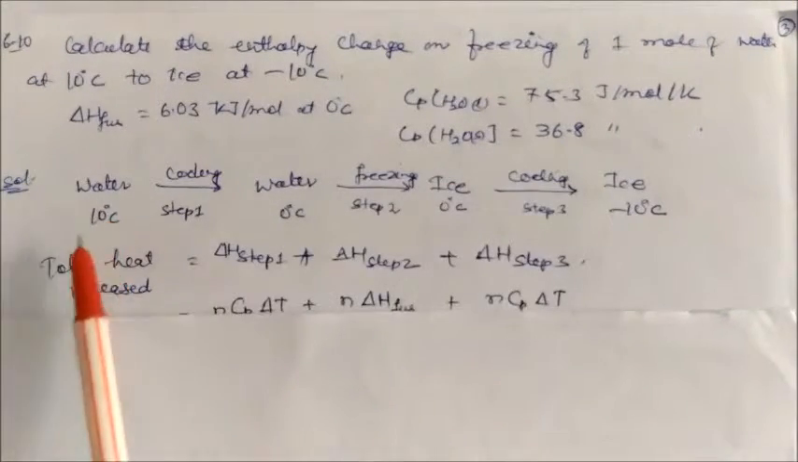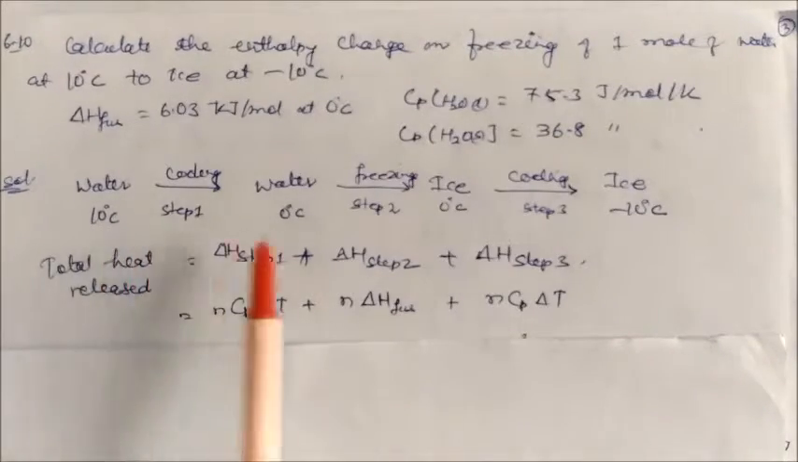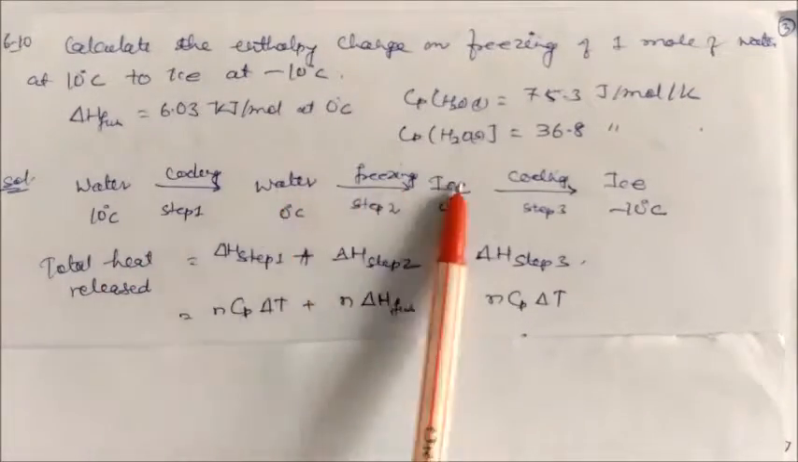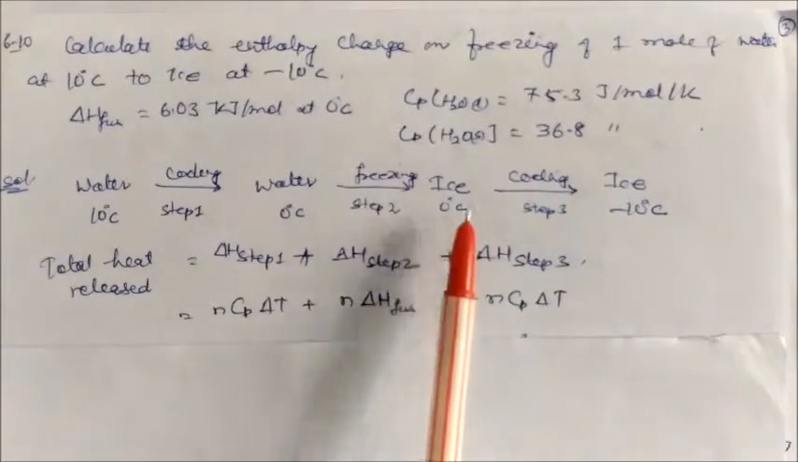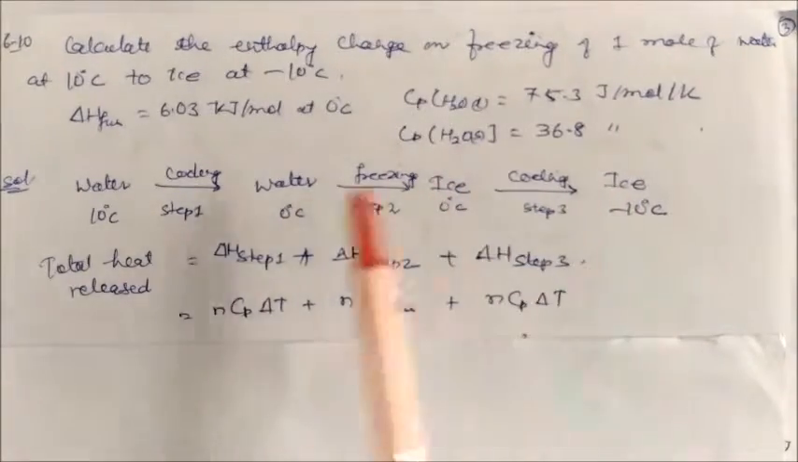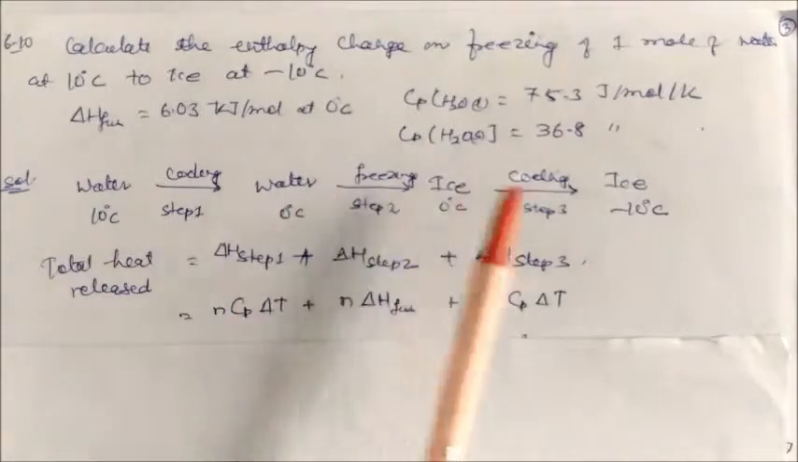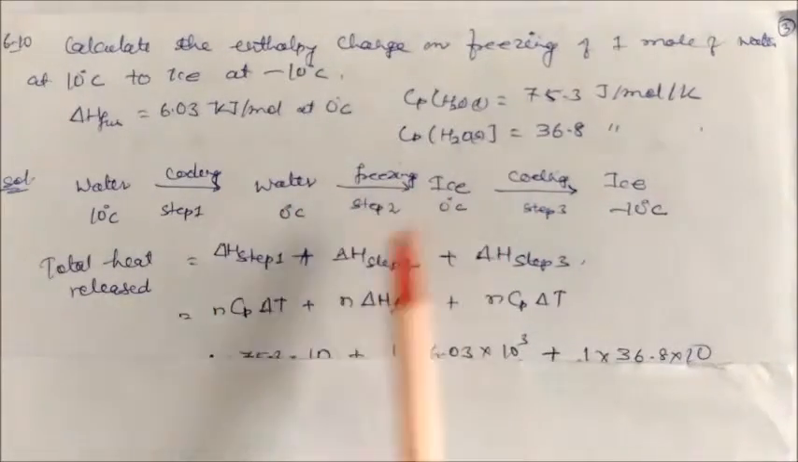So water is first cooled down from 10 degree centigrade to 0 degree centigrade, and this is the equilibrium temperature when the phase change takes place. Then it is ice to ice, with the temperature changing from 0 to minus 10 degree centigrade. So we have 3 steps: step 1, step 2 and step 3. First is cooling, then freezing, then cooling.